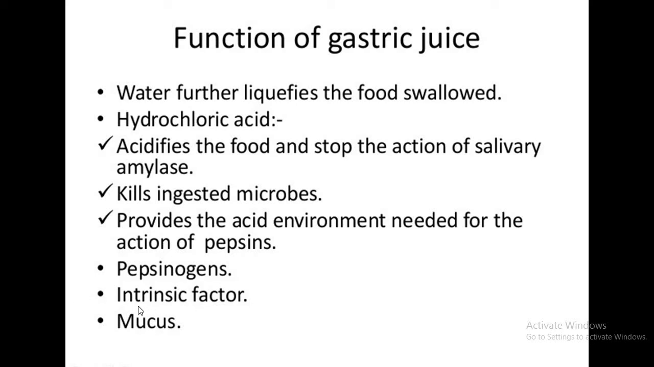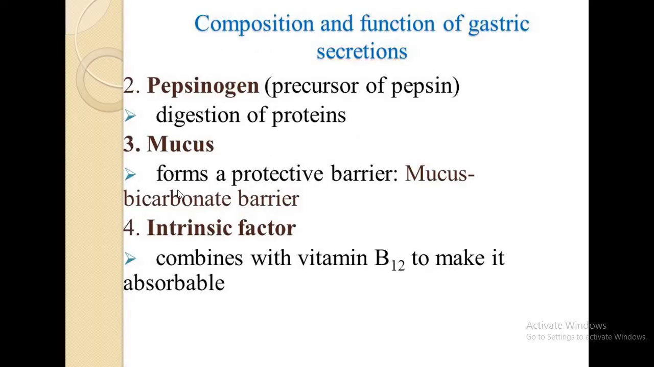Okay, then another component of the gastric juice is the intrinsic factor and mucus. So intrinsic factor present in the gastric juice will combine with vitamin B12 to make it in the absorbable form. So we know that vitamins do not require digestion because they are taken in small quantity and they are required as a regulator for different types of metabolic activities. So this intrinsic factor will combine with vitamin B12 and turn it into the absorbable form so that it will reach the different parts of the body.